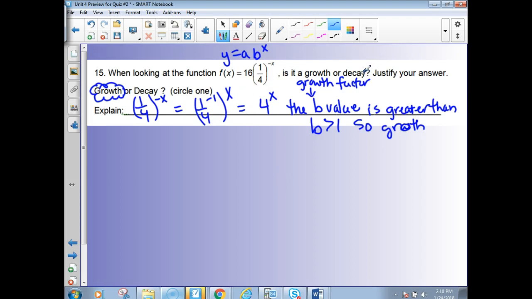Here's the reason. Well, what if somebody writes, what if it says 16 and then there was 4 to the negative x? What are you going to tell me? It's not growth now. That one would be decay because 4 to the negative 1 is 1/4 and the b value is less than 1. It's between 0 and 1. Okay? Give a decent explanation. Somebody knows what you're talking about.